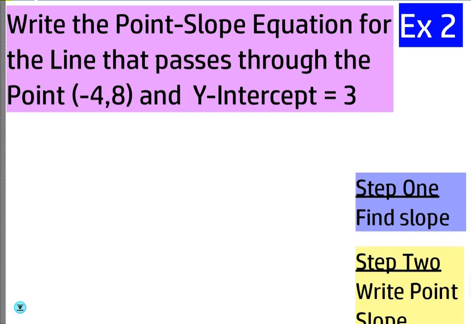Okay, so example 2, you have the point negative 4, 8, and y-intercept of 3. So you might look at this and say, well, they don't give us 2 points, but they actually do. The y-intercept is a point. So what's the point if it's just 3? 0, 3. Right.